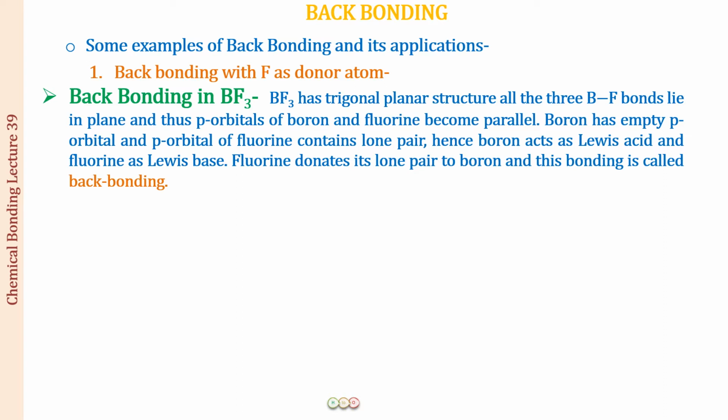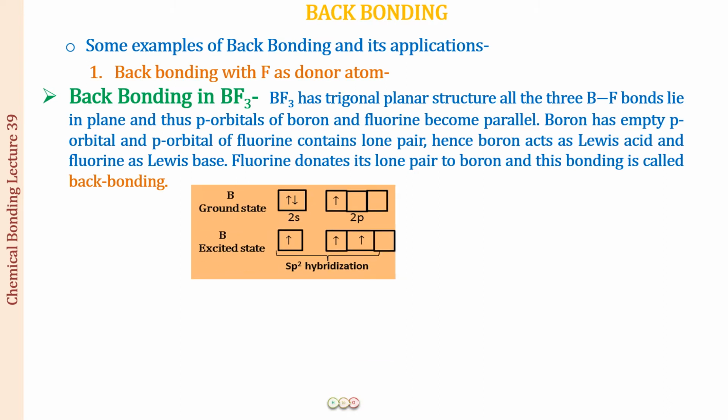So in BF3 we have 3 bonds between 1 boron and 3 fluorine atoms, and this happens when boron is in its excited state. In its excited state it has 3 half-filled orbitals which undergo sp2 hybridization, and then they participate in bond formation with 3 fluorine atoms, and as a result BF3 has a trigonal planar structure.